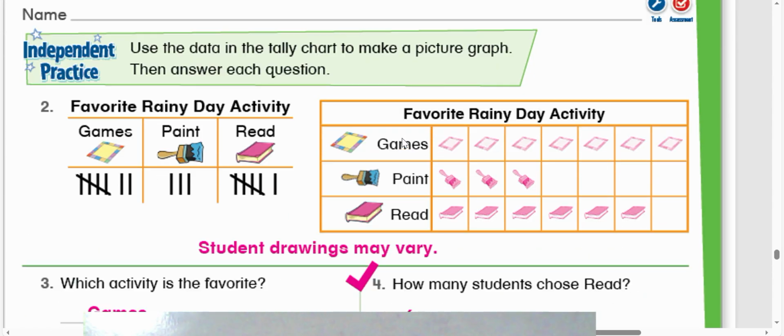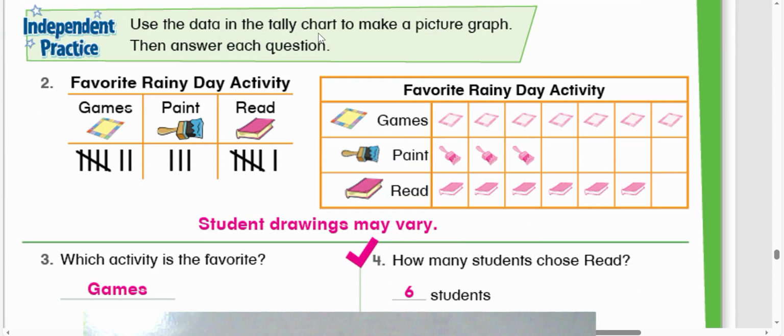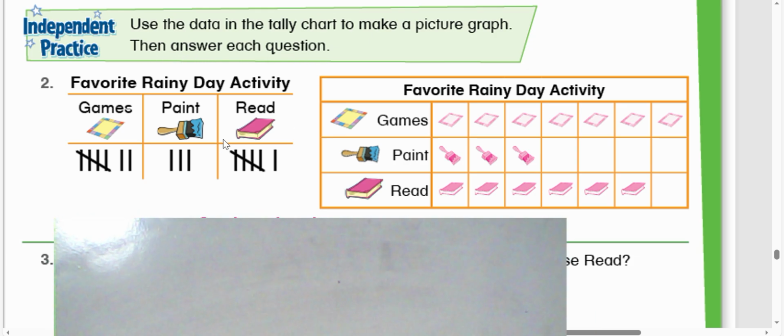Next question. Use the data in the tally chart to make a picture graph. Then answer the question like this. About games, we have 7. You can draw 7 games here and paint 3. Draw 3 things behind it and read. We have 6.